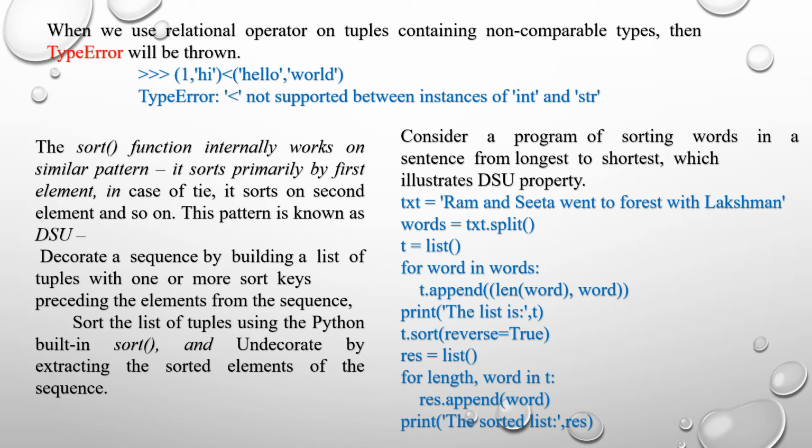When we use a relational operator and the tuples contain non-comparable types, then a TypeError will be thrown. For example, this is my first tuple, the items are 1 and 2, and this is my second tuple, the elements are hello and world. Here I am using the relational operator less than. This will give the TypeError: less than not supported between instances of integer and string.